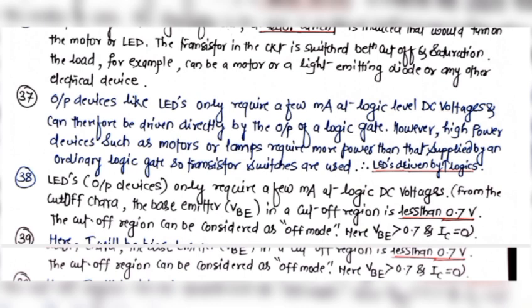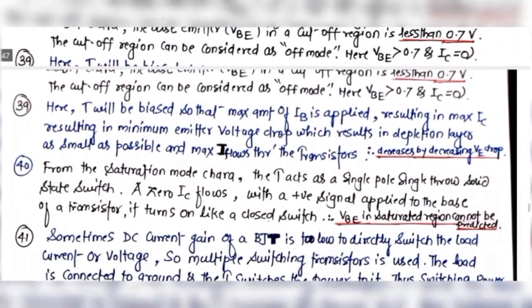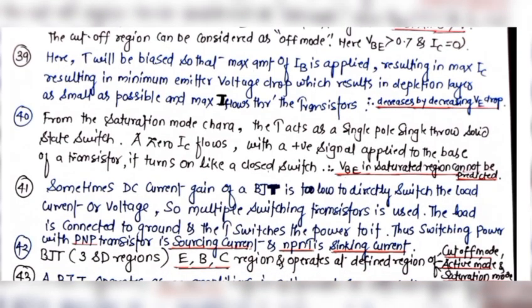LEDs, as output devices, only require a few milliamperes at logic DC voltages. From the cutoff characteristics, the base-emitter voltage in the cutoff region is less than 0.7 volt. The cutoff region can be considered as off mode. Here VB is greater than 0.7 and IC is equal to 0.